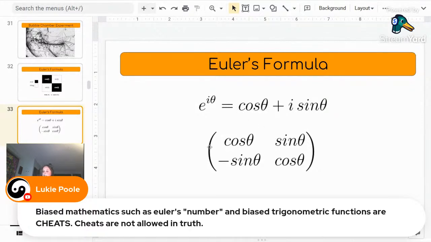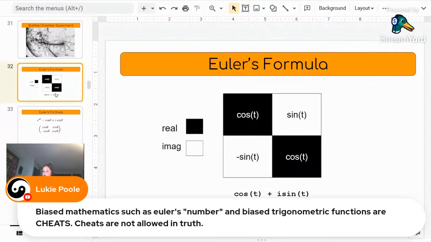And in the 2x2 matrix format of complex numbers, which I am promoting because I think this is a better way of understanding complex numbers, you've got the forward diagonal are the real numbers and the backward diagonal are the imaginary numbers. And we don't even need to say real and imaginary when you model complex numbers as a 2x2 matrix.